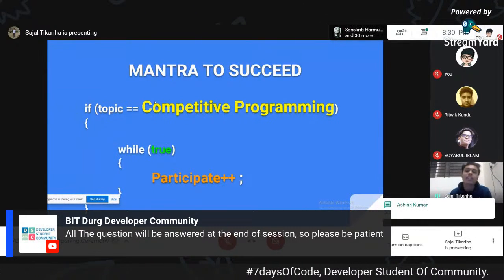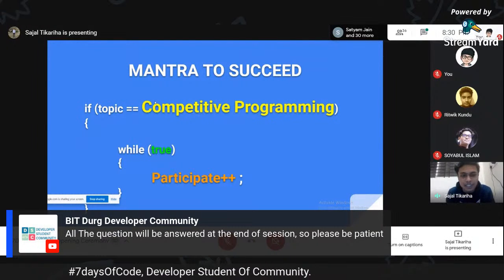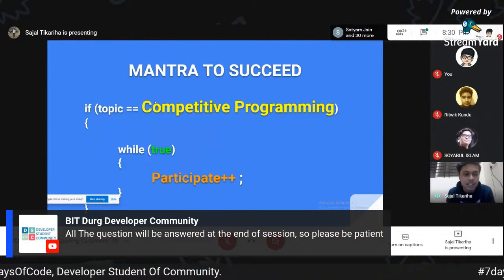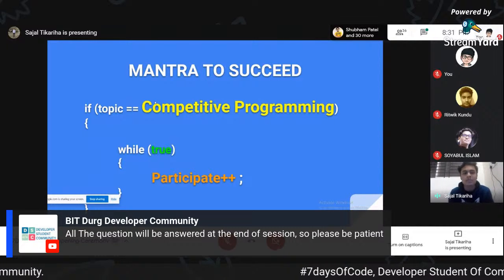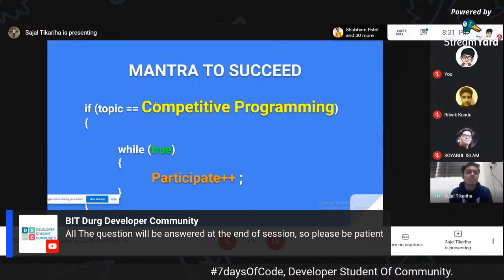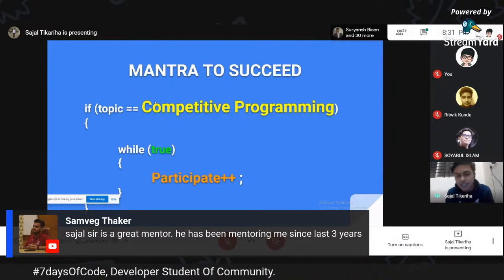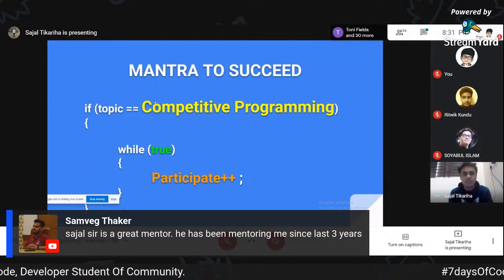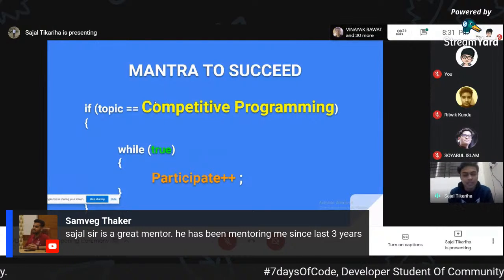So finally, the mantra to succeed in competitive programming. I would say there is only one mantra. If you know the basics of C++, you might be able to decode this code. It says if topic equal competitive programming, basically, if the topic is competitive programming, while true, participate plus plus.